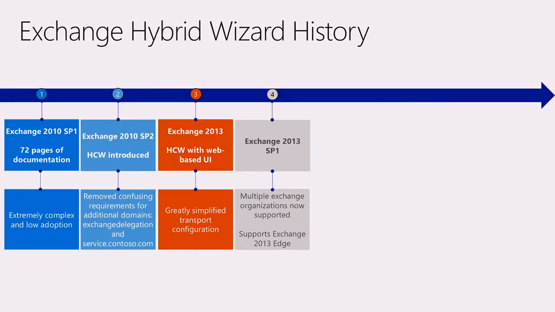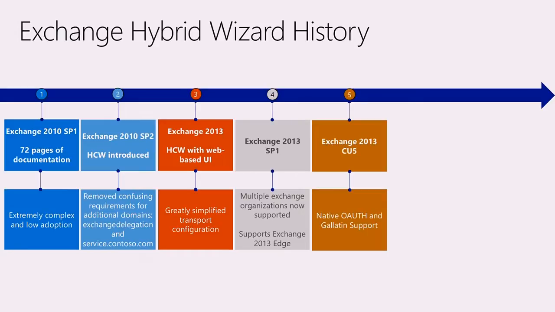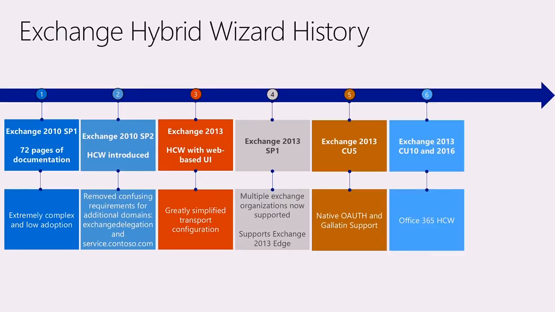2013 Service Pack 1, we added support for multiple Exchange organizations rather than just supporting a single Exchange organization being hybrid with a tenant. We also added support for Edge. 2013 CU5, we started adding support for Gallatin, which is our deployment of Office 365 in China, one of our sovereign clouds, as well as support for OAuth. 2013 CU10 and Exchange 2016, we moved to what we call the Office 365 Hybrid Configuration Wizard. Now, the Office 365 Hybrid Configuration Wizard is basically the Exchange Hybrid Configuration Wizard. It's not configuring anything other than Exchange today. But you can think of it as the place where we would automate other aspects of Office 365 at some point in the future.